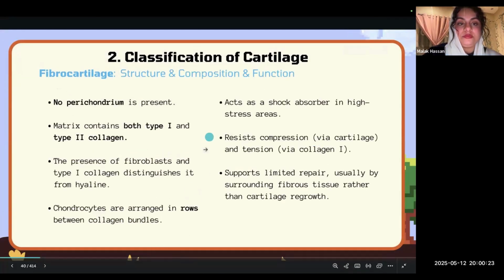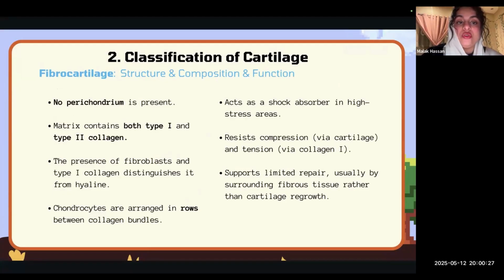Now, fibrocartilage, okay? There is no perichondrium present. So if you remember, hyaline cartilage has a perichondrium, except for articular cartilage, right? Elastic cartilage has a perichondrium. Fibrocartilage does not have a perichondrium, okay? And the matrix contains both type 1 and type 2 collagen.